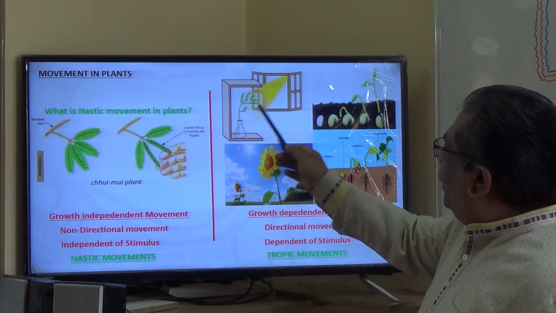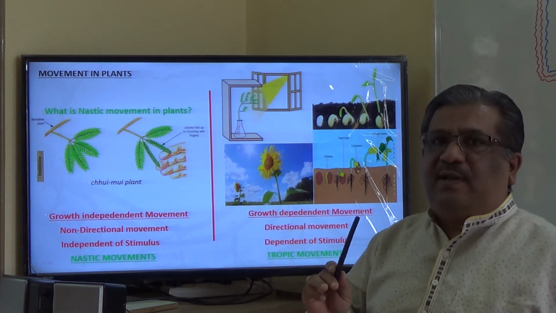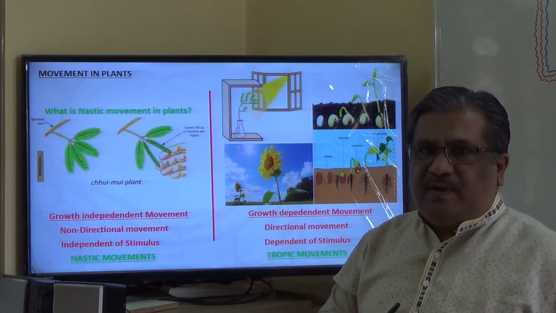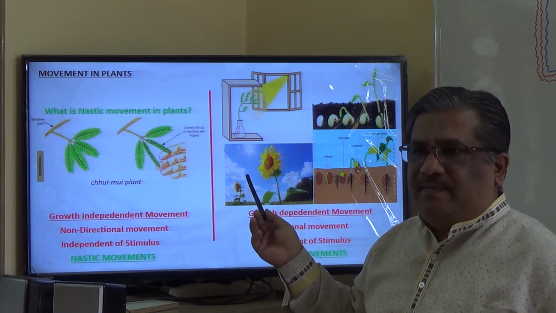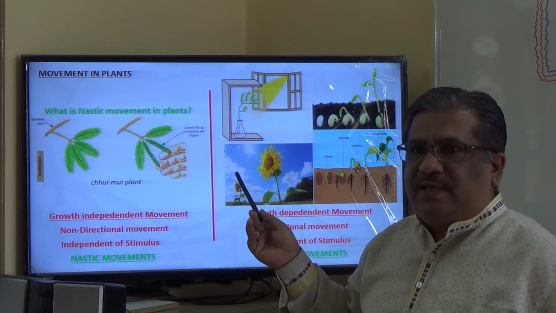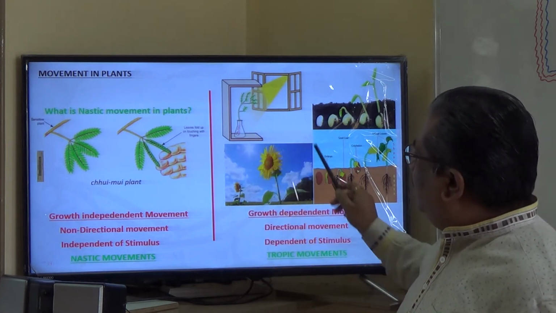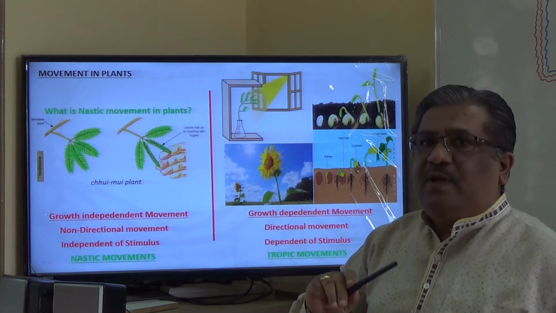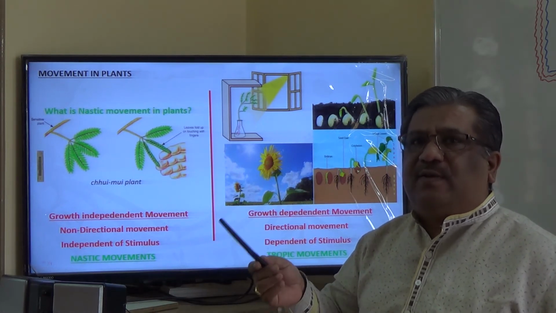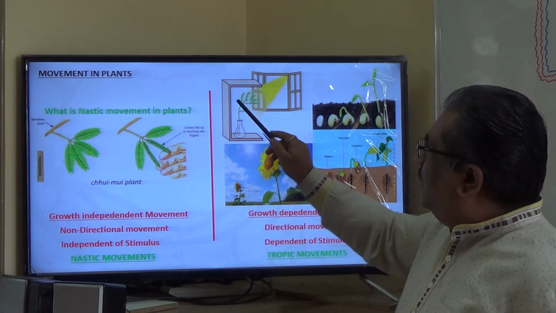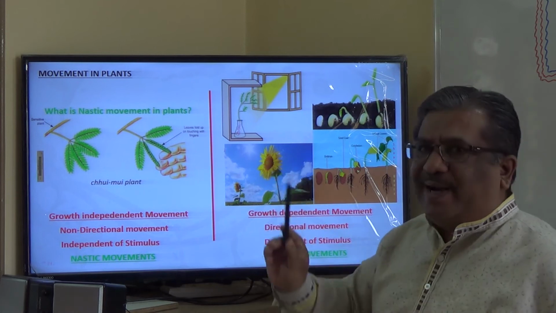So 1, 2, 3, these are directional movements. What is controlling the direction here? The stimulus is controlling the direction. Here the plants are growing towards the direction of the stimulus. The plant simply does not bend by itself.